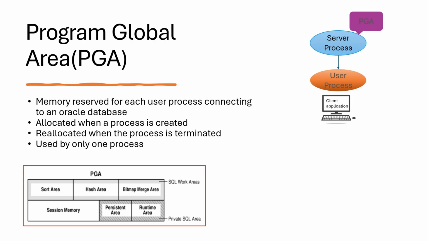So this is the PGA, program global area. This is one of the memory components and memory structures. It will be dedicatedly assigned to each and every process that runs when a user requests from a client. So the total memory is divided into two structures: SGA and PGA. So this is the PGA.